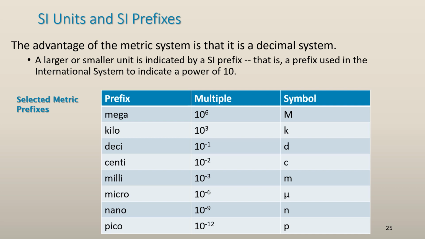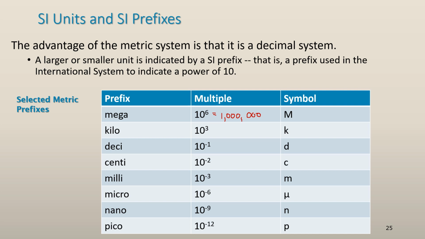Now there's more of them. We can go smaller than pico, we can go larger than mega, there's tera, there's giga, but these are probably the most common ones that we'll use in chemistry, and some not as much as others. So mega is a million. That's a very large number. So if I have a megagram, I have 1,000,000 grams.